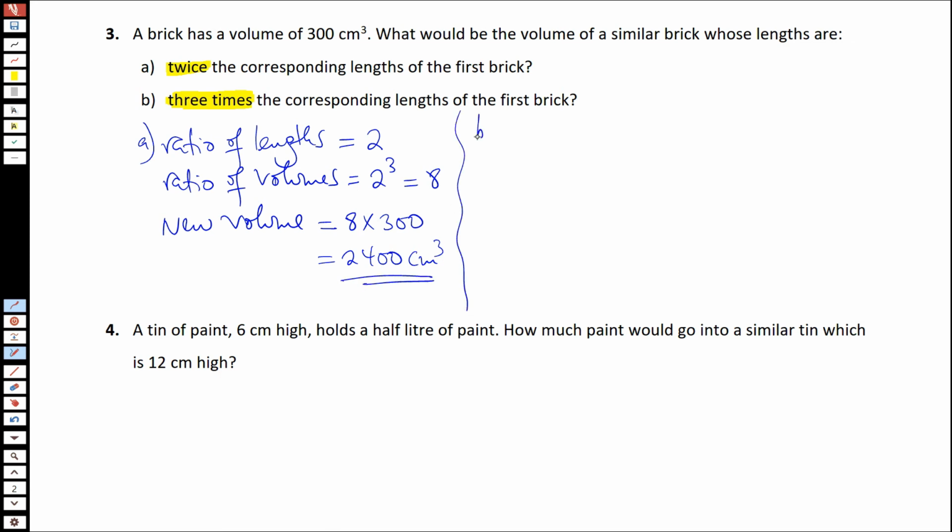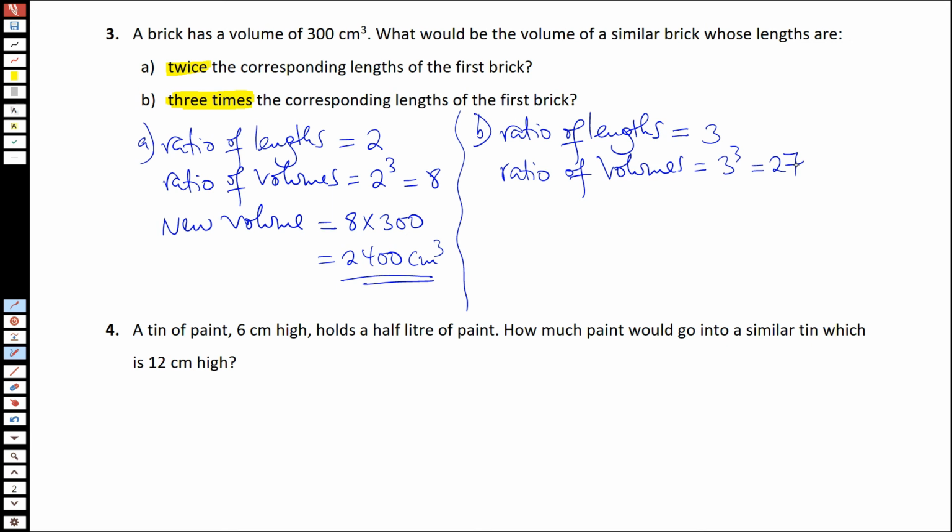So we'll apply the same approach for part B. Ratio of lengths will be equal to 3. So the ratio of volumes will be equal to 3 cubed, which is 27.